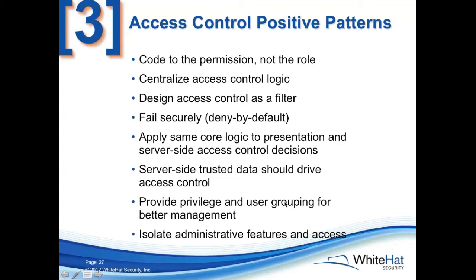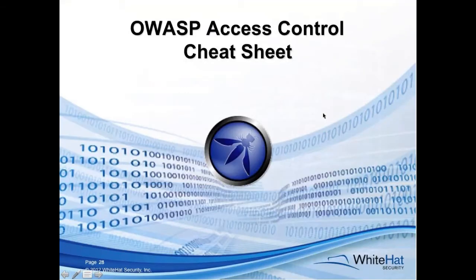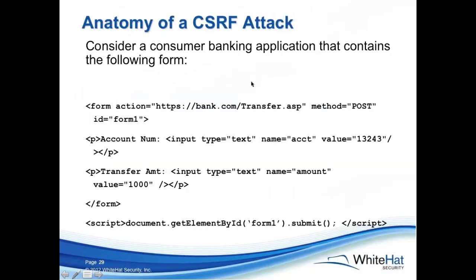Also, you need grouping. When you begin to build access control with individual privileges and individual entitlements, you suddenly have a large number of things to manage, which is always a problem. So make sure you group privileges and you group users to make the administration of your system much easier. And also take your administrative features. The best thing you can do is isolate them into a completely separate application. Charging along, we have a good cheat sheet, the OWASP access control cheat sheet. This is a work in progress, just another open resource to get more information on this topic.